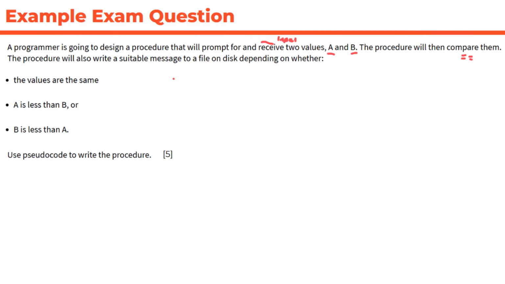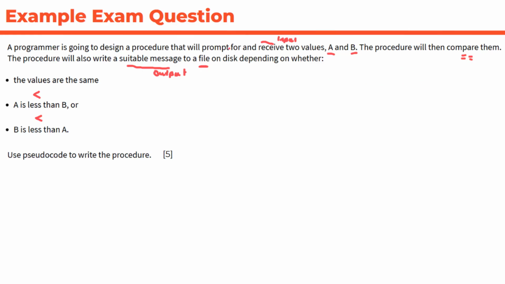The procedure will also write a suitable message. So that's some kind of output. To a file, well, that can be tricky, on disk. So if the values are the same, A is less than B, or B is less than A. Okay, notice how it says less than. It doesn't say less than or equal to, does it? Very important that you point that out there. Use pseudocode to write the procedure.